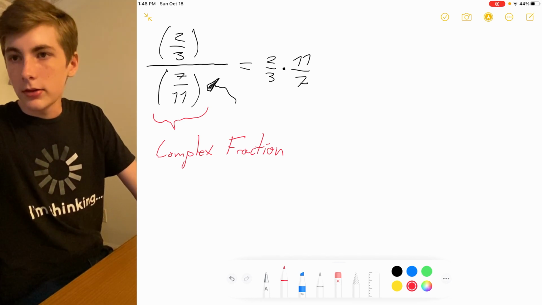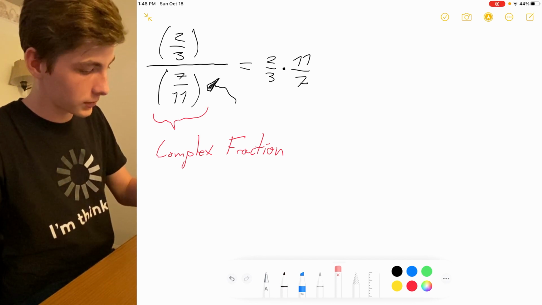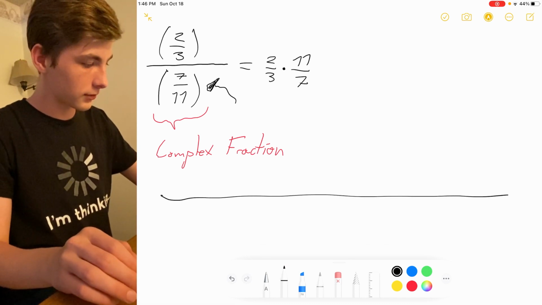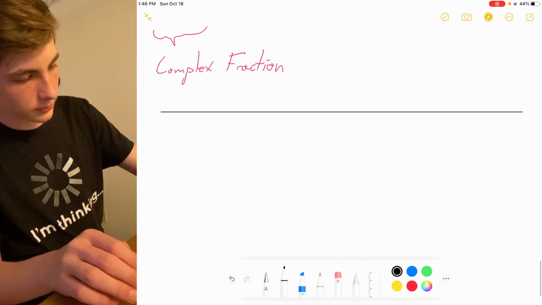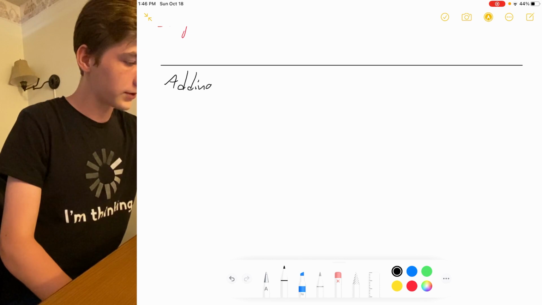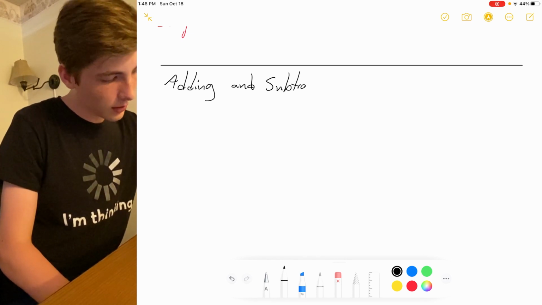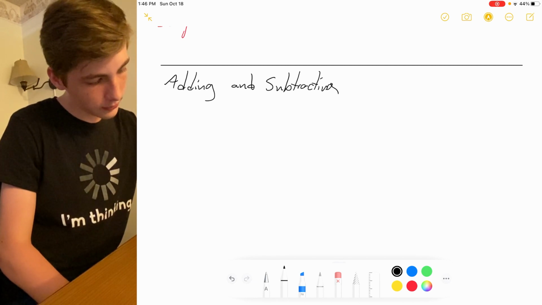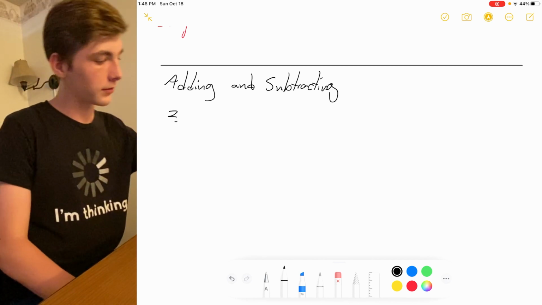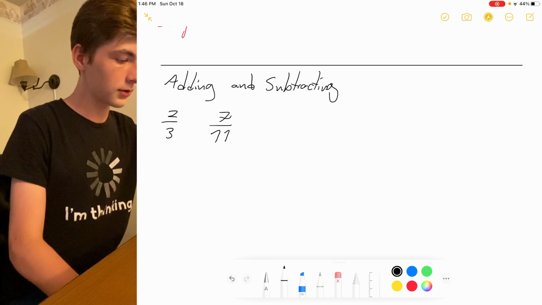Okay, so now we can get to the really challenging topic here, but I don't think it's going to be too bad. It's adding and subtracting fractions. So how do we do that? For the sake of putting this in the notes, adding and subtracting. If we have two fractions, and I like to use the same numbers when I'm going through stuff like this, we're going to go back to our 2/3 and our 7/11.